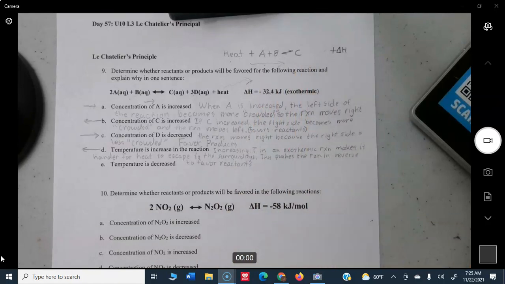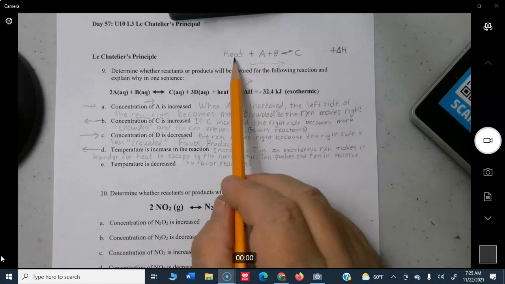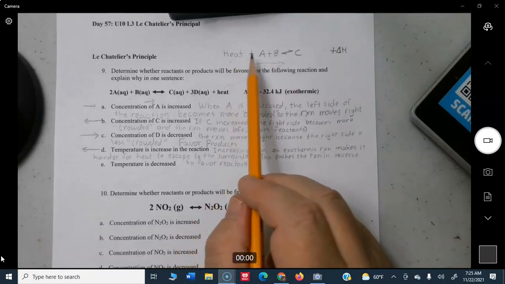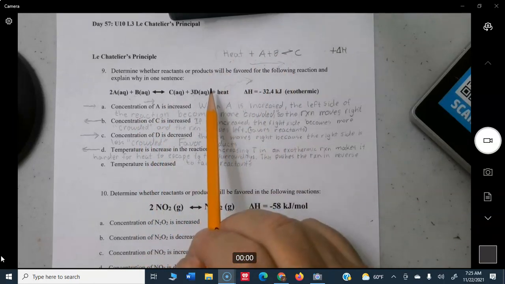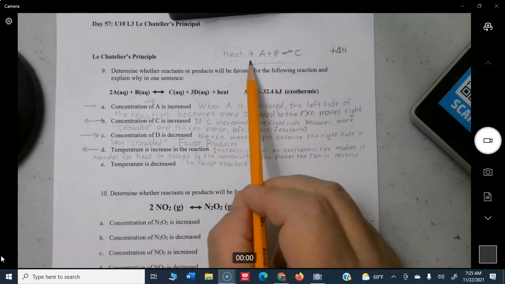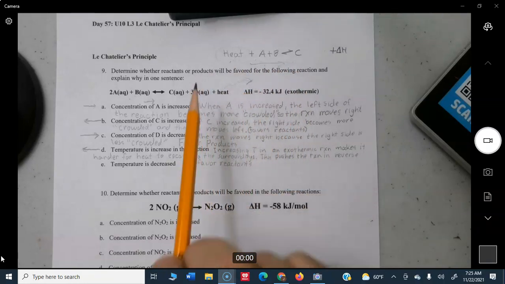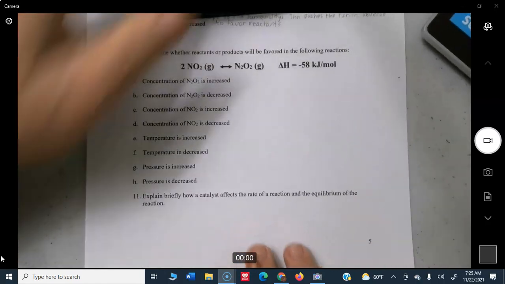On the other hand, if you take heat away from a reaction, again, just think of heat as one of the reactants. Heat plus A plus B gives you C. If you take away one of the reactants, then it's not going to move to the right as well, and in fact, if you take enough away, it's going to move back to the left. So that would favor reactants if you take heat away from an endothermic reaction. Okay, so let's go on down here.